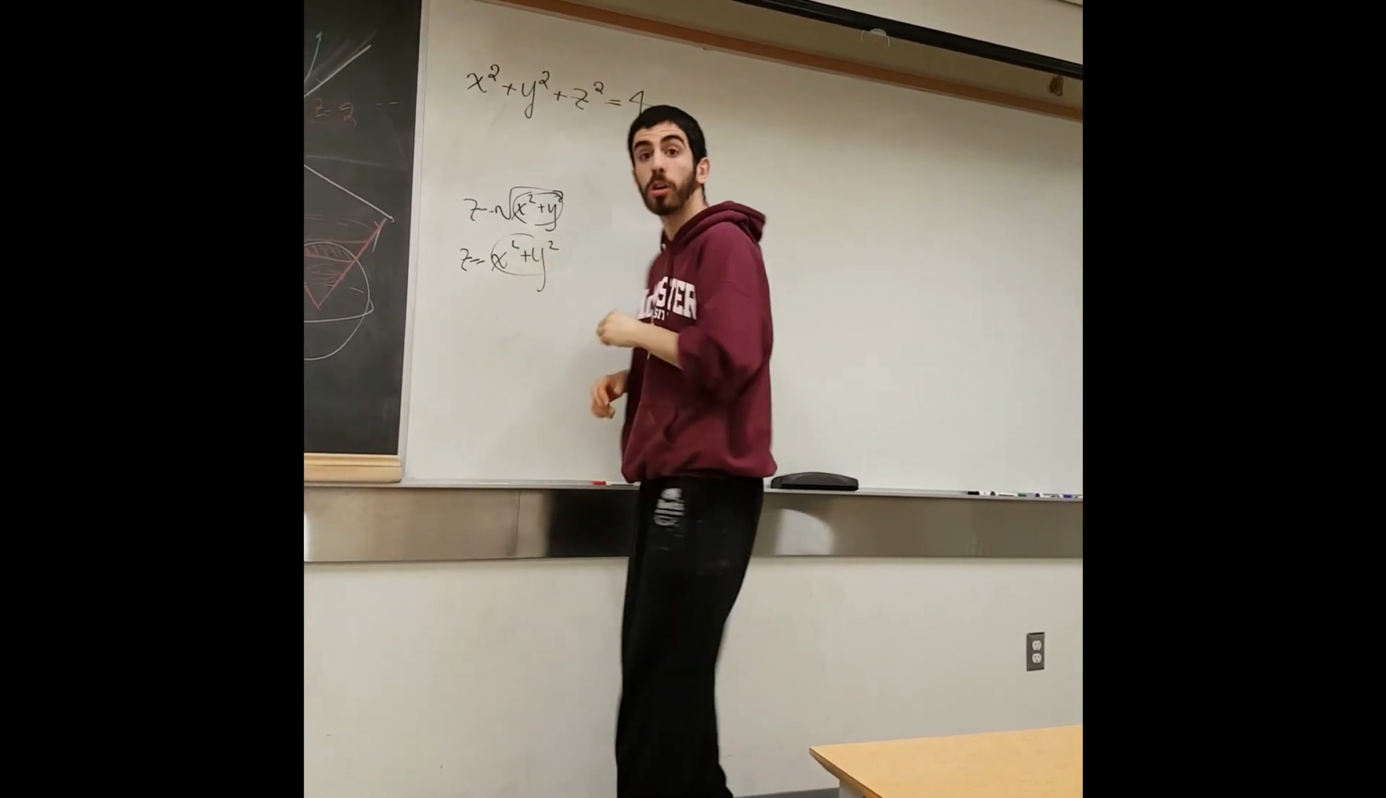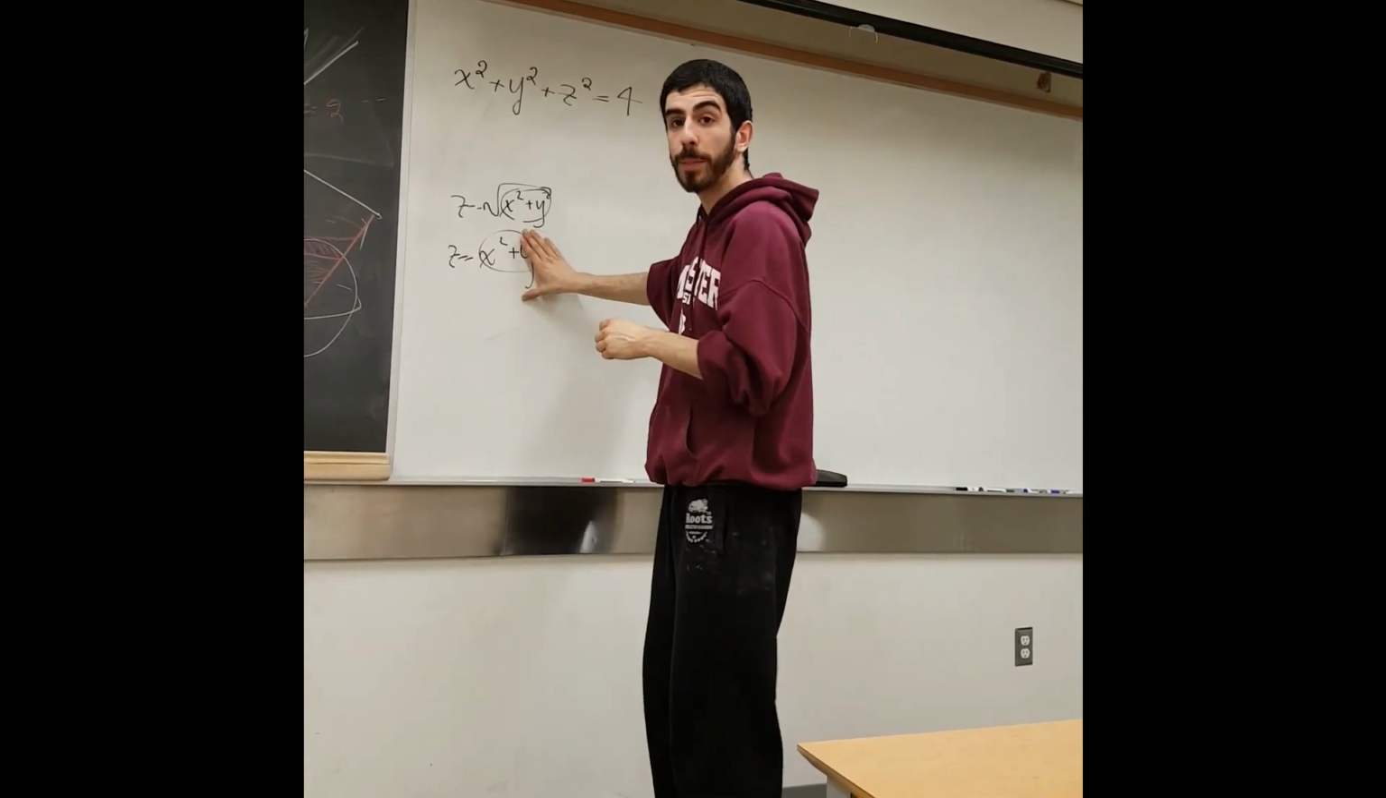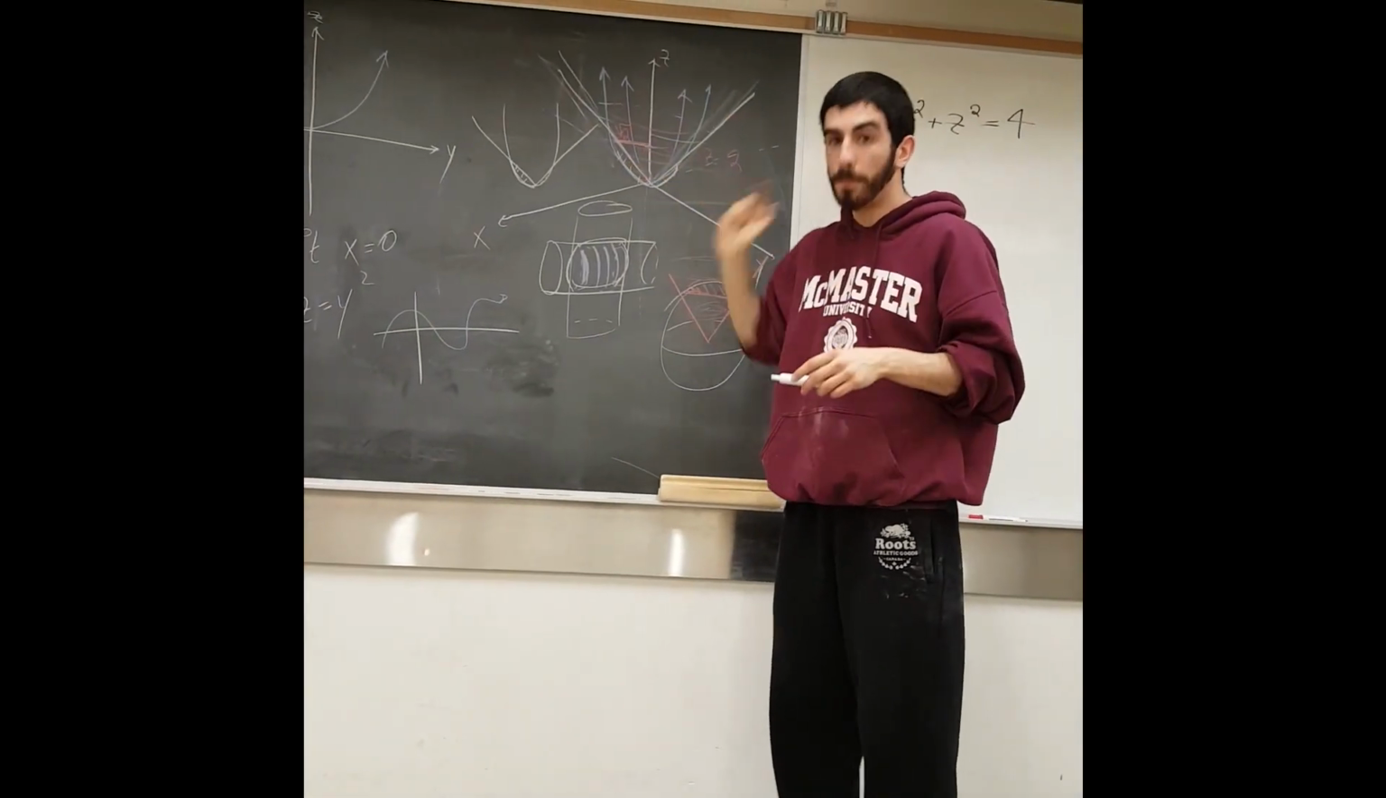Next one. This here looks like a circle, x squared plus y squared. But if I remove this variable, z equals x squared, it's a parabola. This thing combines circleness with parabolaness.